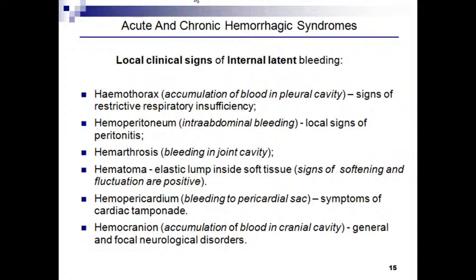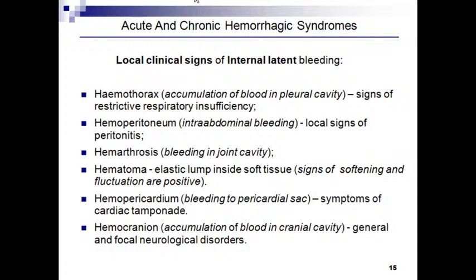Hematoma is an elastic lump inside soft tissues. Signs of softening and fluctuation are positive. When you study local periodontal diseases, you will study signs of softening and fluctuation. The lump becomes soft, and in the center of the lump we can palpate fluctuation, waving or movement of blood, liquid fluid in the cavity of the hematoma.